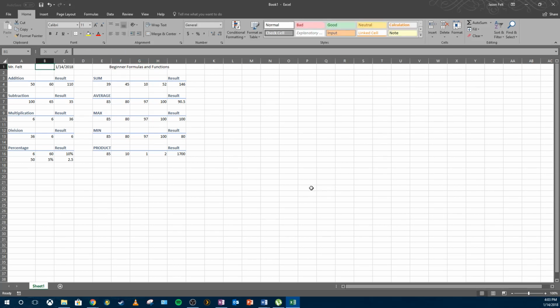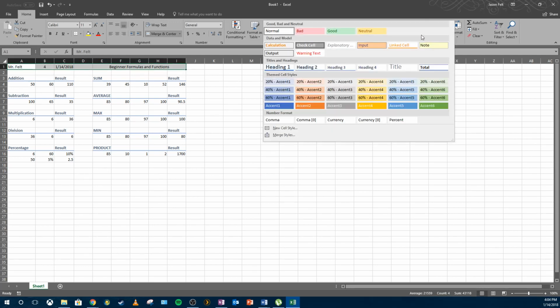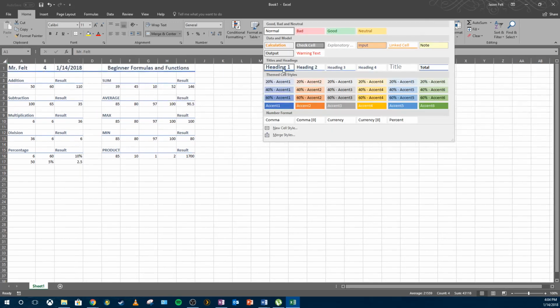Then in B1, I want you to type in 4. I want you to type in your period number, which if it's period 4, it's 4. If it's period 5, it's 5. So period 4, center it. Now I want you to select A1 through I1 and change the cell style to heading 1.